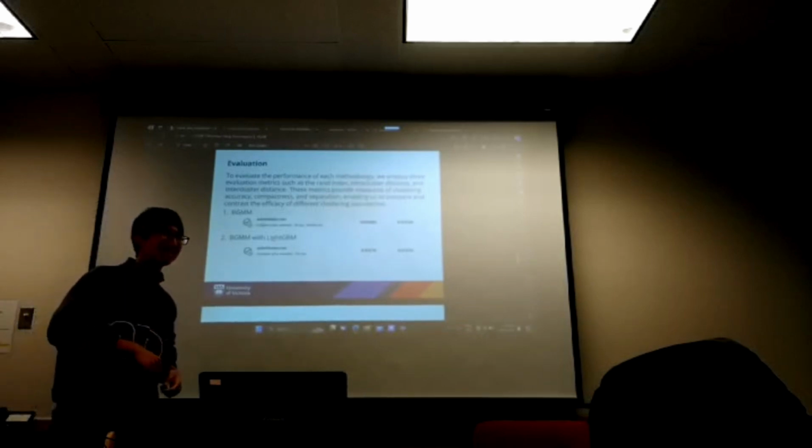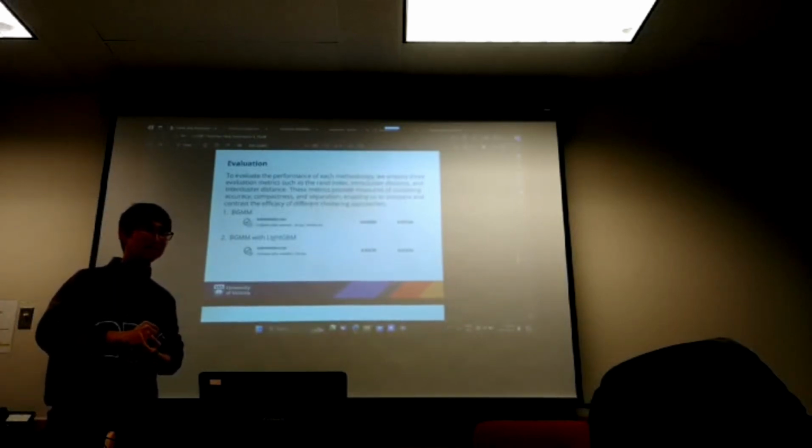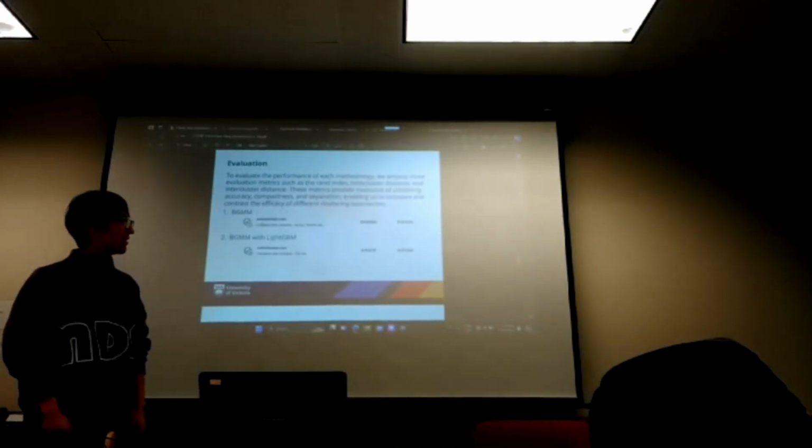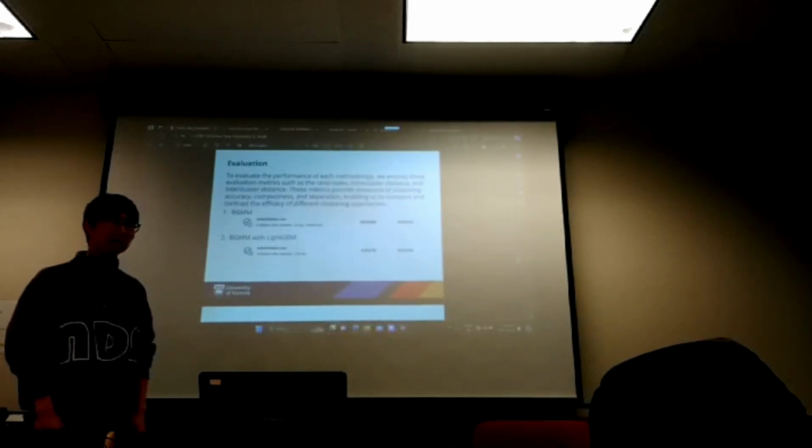Just my suggestion, you can also present how you combine this BGMM with the light GBM. Maybe you can show the architecture of the algorithm, so the audience will get more understanding about this combination of the models. That's a suggestion. Thank you.